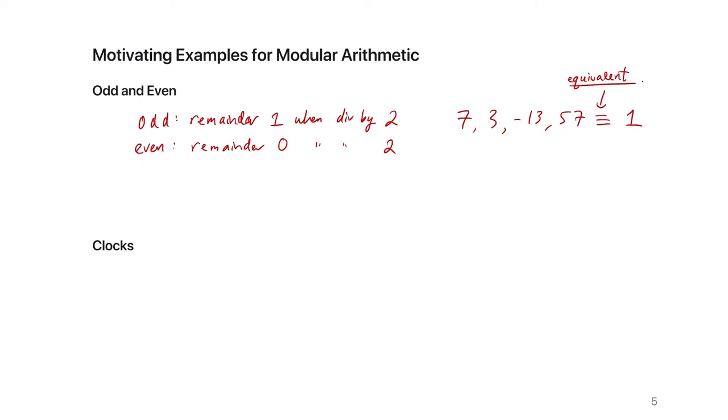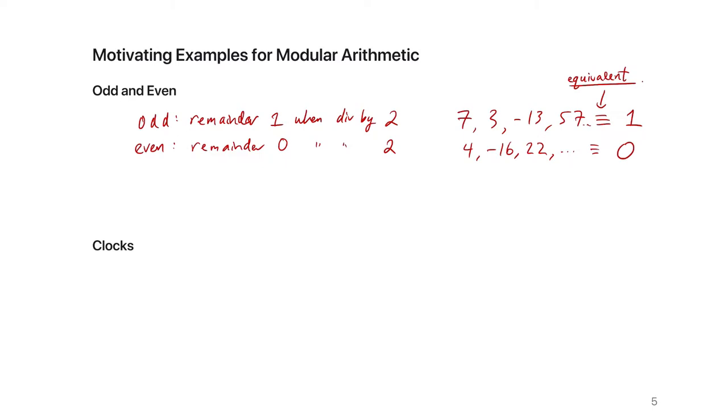Similarly, all even numbers, so for example 4, negative 16, 22, and so on, are all equivalent to 0. For the purposes of asking whether these numbers are odd or even, in terms of doing arithmetic, we can make these simplifications.